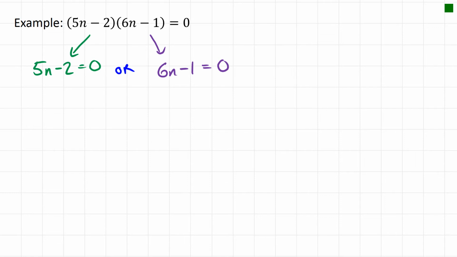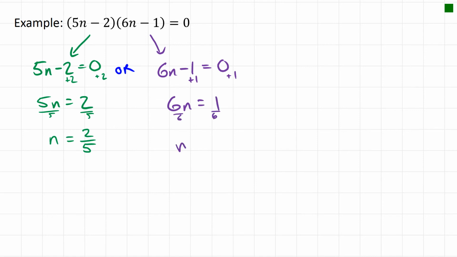So we can simplify each of these equations. How do we do that? Well, we add 2 to each side on this one. So you have 5n equals 2, then divide each side by 5, and you get n equals 2 over 5. So that's one solution to this equation. The other solution would come from the other equation that we have over here in purple. So we add 1 to each side, get 6n equals 1, divide by 6, and we get n equals 1/6.